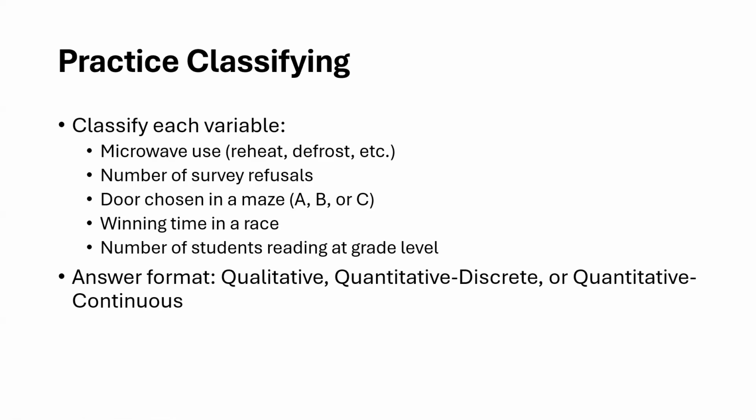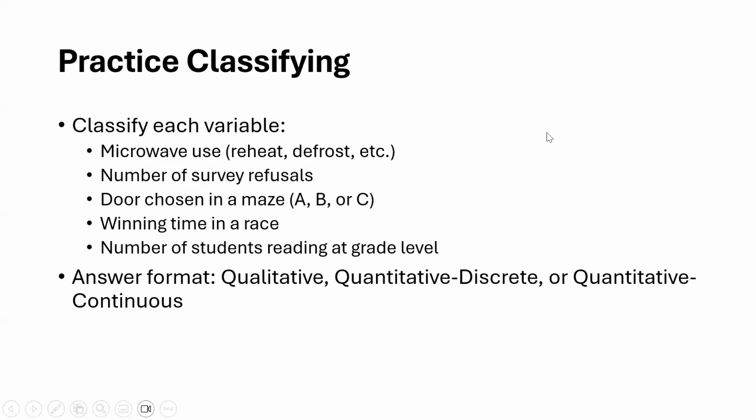Okay, let's go through the answers. If we look at microwave use, categories of reheat, defrost, etc., this would be qualitative. It describes a category. Number of survey refusals is quantitative, discrete. It's a count. Door chosen in a maze, A, B, or C, is qualitative. It's a label, not a measurement.